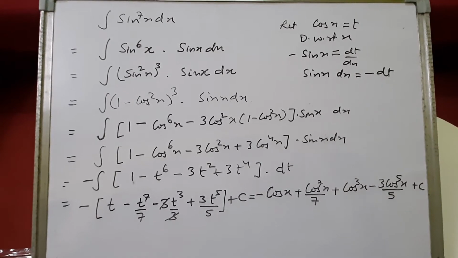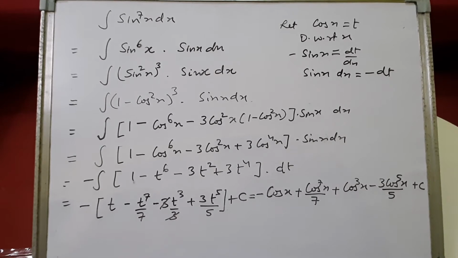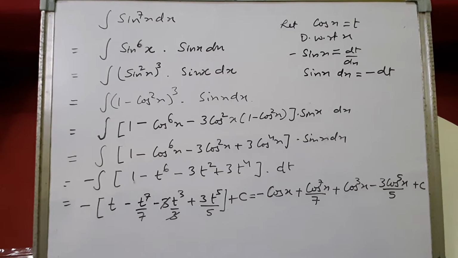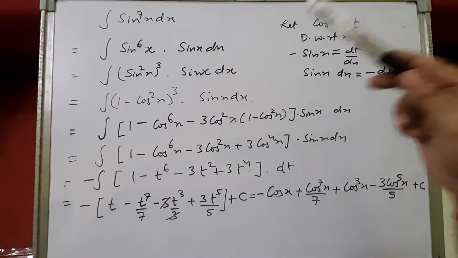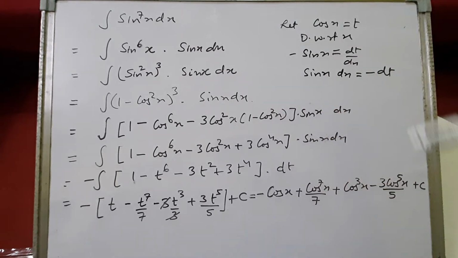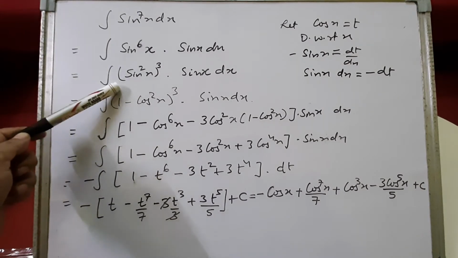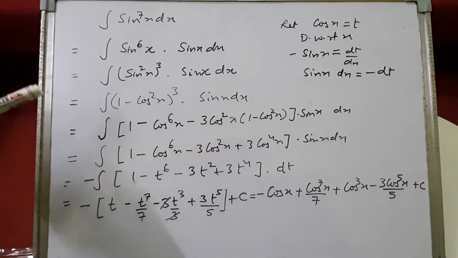In this sum it is given: integrate sine to the power 7x dx. So for sine to the power nx dx, if you remember in the first point, when n belongs to positive odd integers, we must assume cos x equals t. Then let's transform this into that form. Sine to the power 7x can be written as sine to the power 6x into sine x. We can break sine to the power 6x as sine square x to the whole cube into sine x dx.